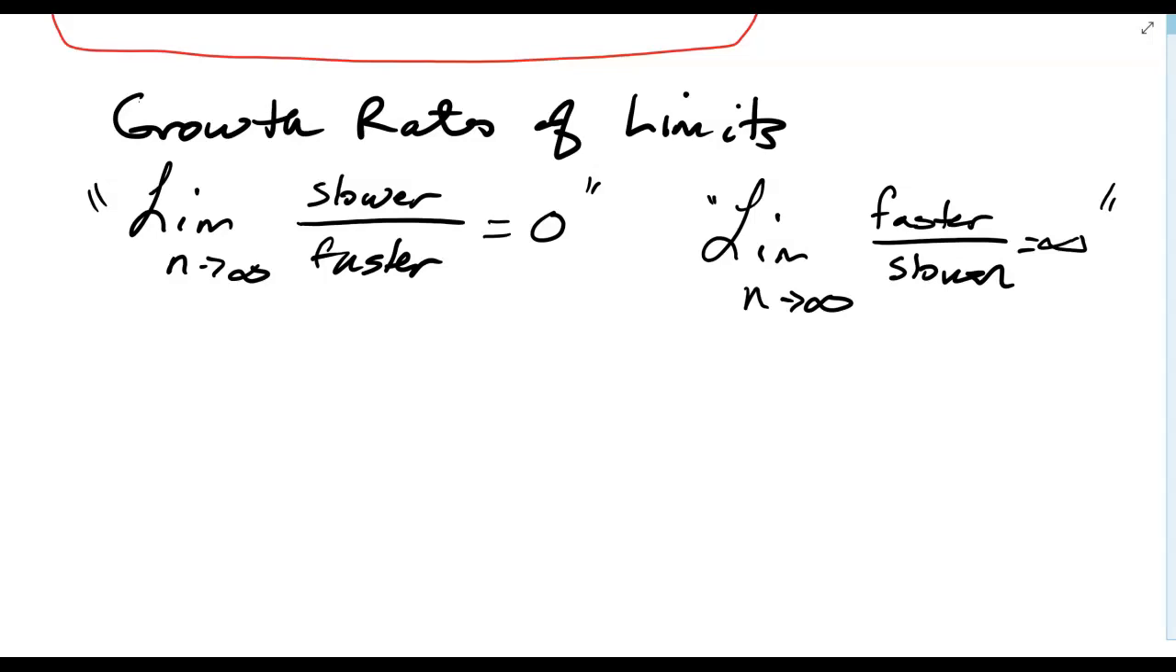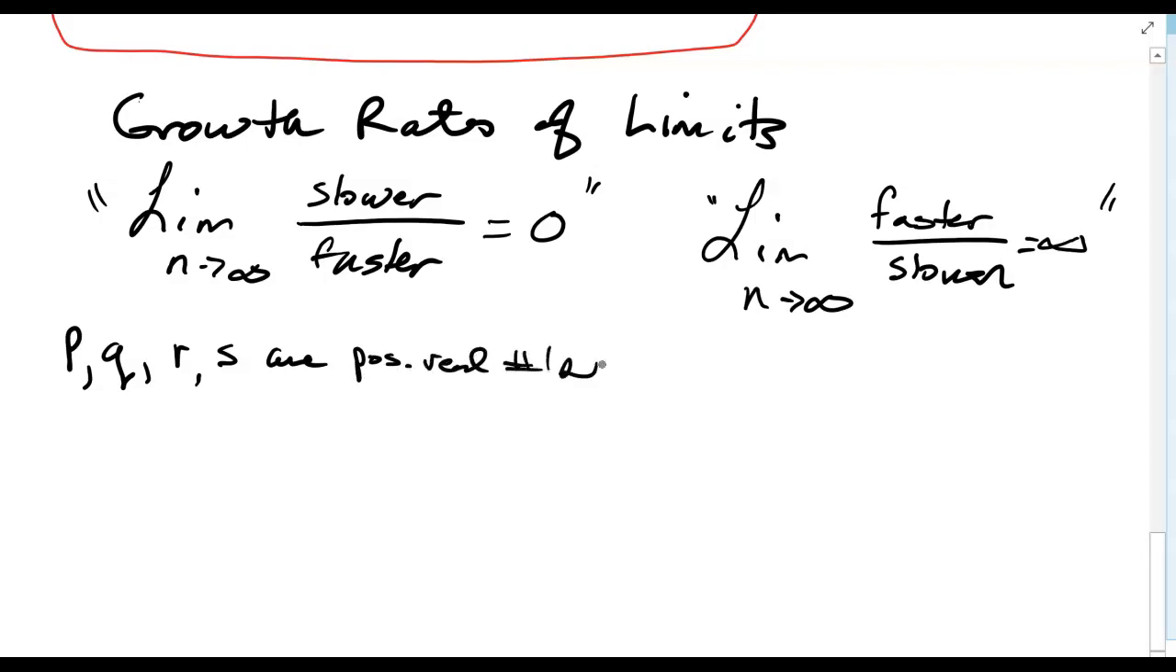So let's suppose we have some positive real numbers: P, Q, R, S, positive real numbers. And then I'm going to throw a b in there, but for b to work, it has to be greater than 1. All right, so I'm just using these as a reference guide.